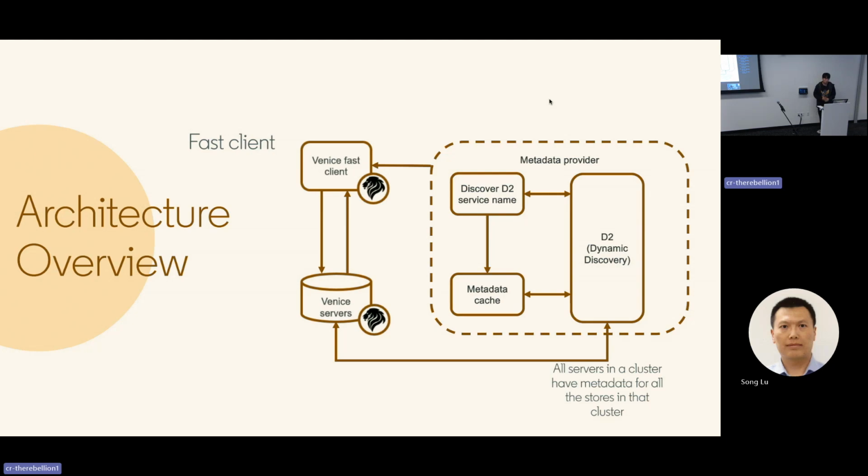In terms of how we're doing it, we have a local cache in the Venice Fast client, and we refresh it periodically. I think the default right now is once every minute, but this can be configured. We fetch this metadata through the D2 client, get it from the server, and then update the local cache. And during the hot path, all the actual requests use the metadata from this local cache.